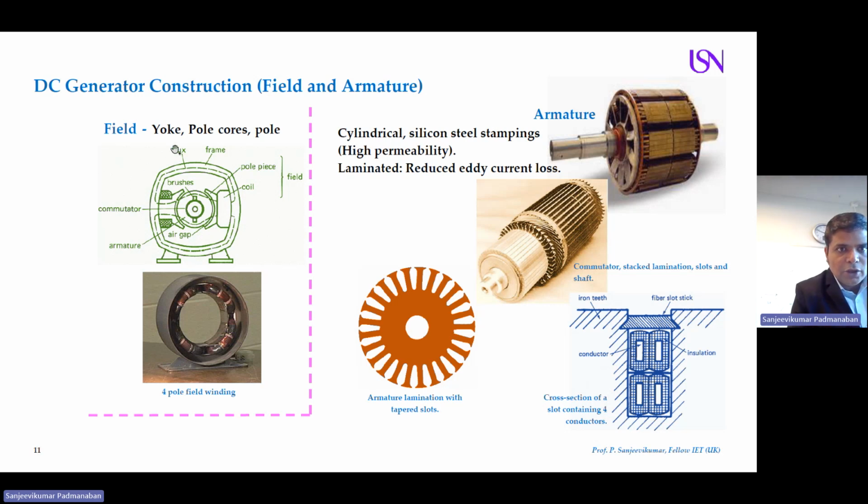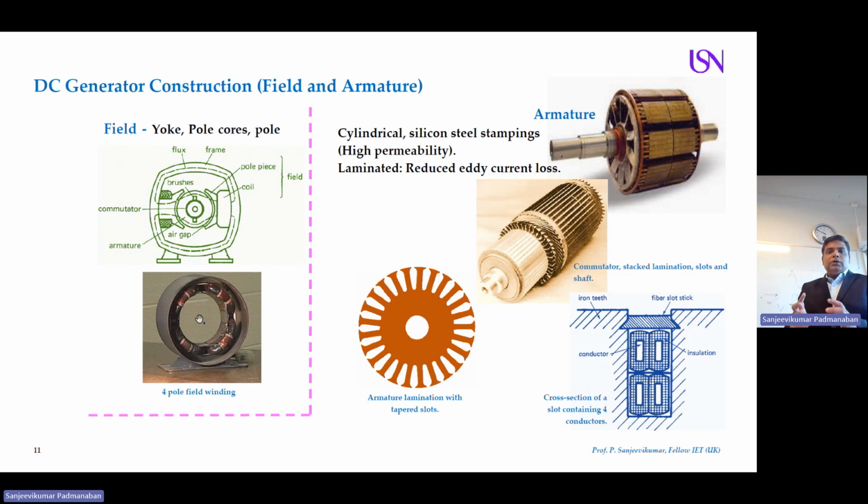So the field essentially consists of the yoke, pole core and pole. Then this is an example of how a 4-pole machine looks. You can have poles 1, 2, 3, 4. This is north, this is south, this is north, and this is south. It depends on the polarity. It changes. This is an example of a 4-pole machine, and this is the outer cover. You can see this is a frame to protect your complete machine and to hold the field winding. So the field winding will be held inside your frame.